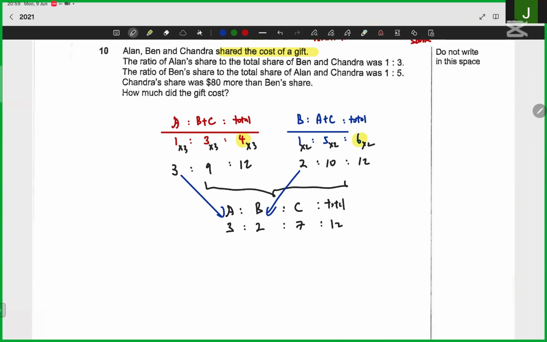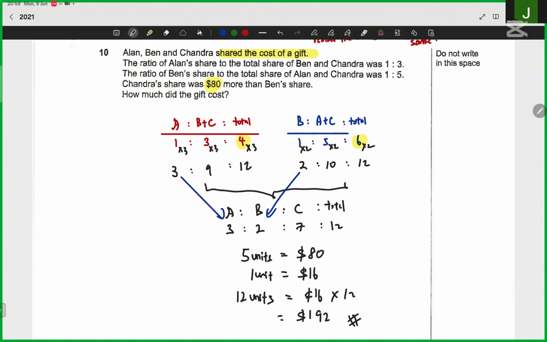Okay, now they give us the number. Chandra's share was $80 more than Ben. So Chandra compared to Ben, 7 minus 2, 5 units. 5 units is $80. 1 unit is $16. How much did the gift cost? 12 units. 16 times 12. 192. Answer. Okay.